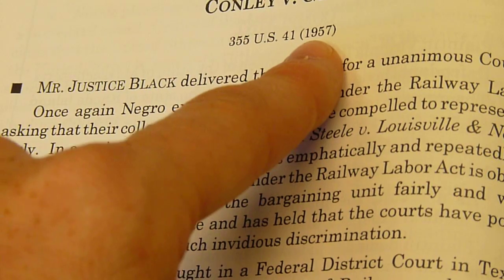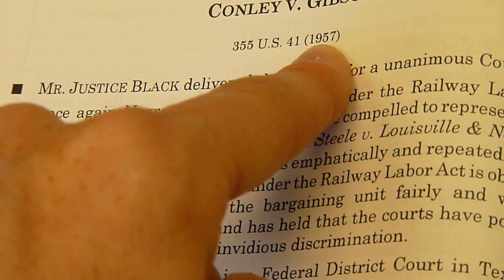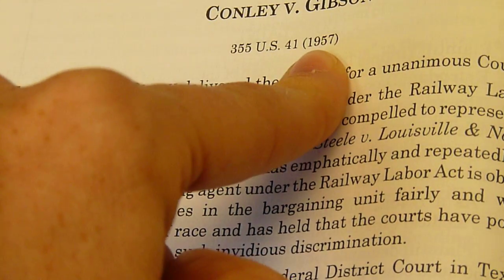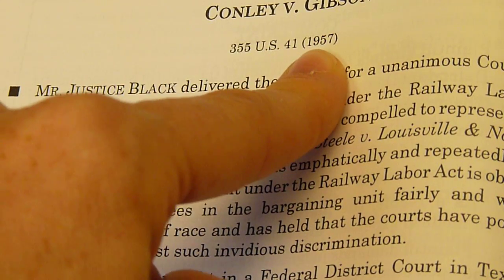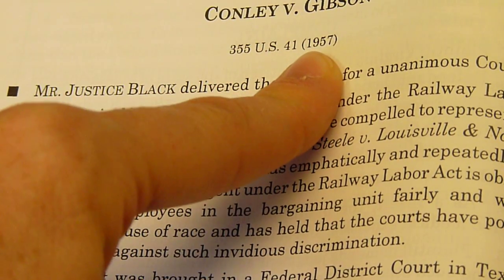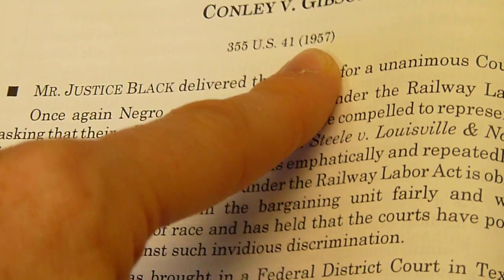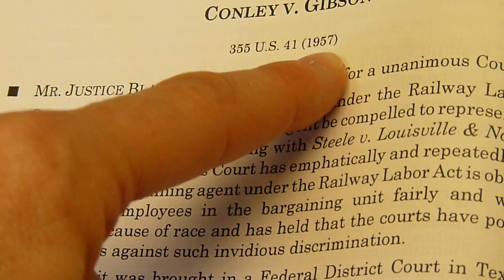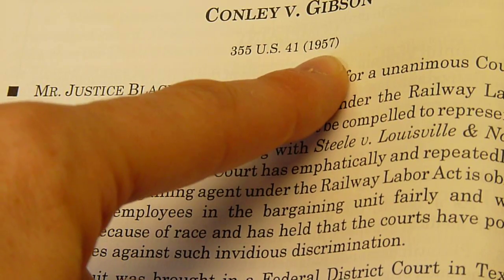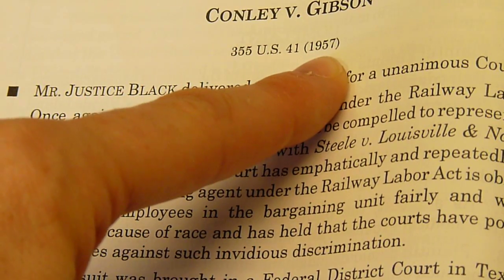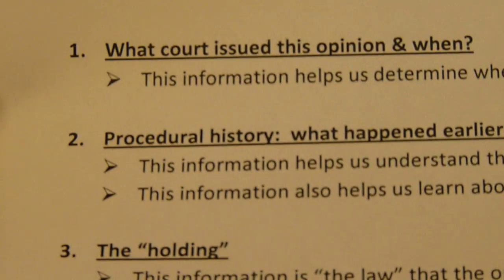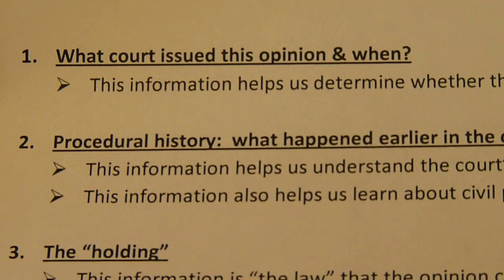But we do need to be a little bit careful because of the fact this is a case that's somewhat old, 1957. If there are any cases that the Supreme Court has issued after 1957, the more recent cases will control over this older case. And so we need to be careful and make sure we're focusing on the most recent case. And what we'll find, in fact, is that the subsequent cases that we'll read will indicate that part of Conley is no longer good law. All right, so that answers our first question. What court issued this opinion and when?